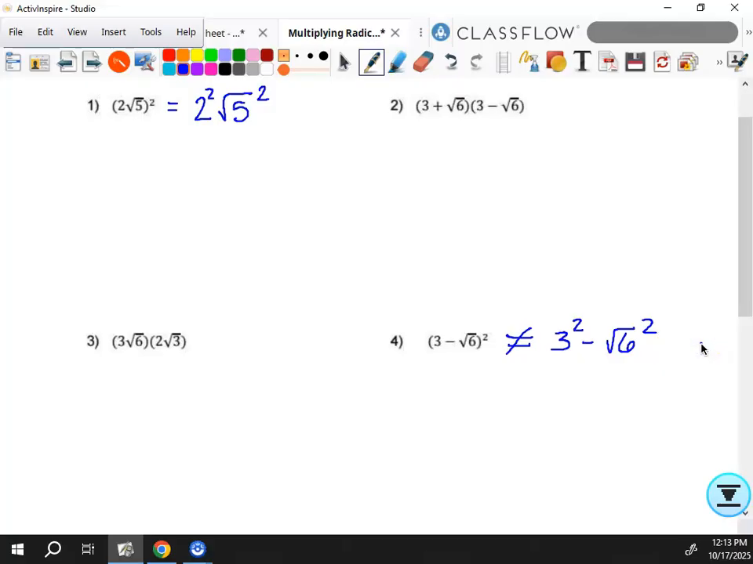So let's go back to number 1. So when I do that, then I can square 2. That becomes 4. And what is the square root of 5 squared? 5, right? The square just undoes the square root. So it's just 4 times 5. And that gives me 20.